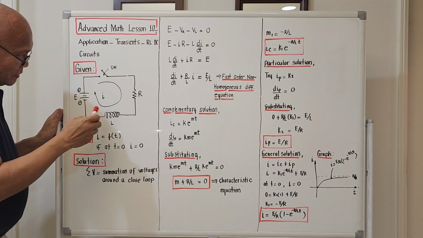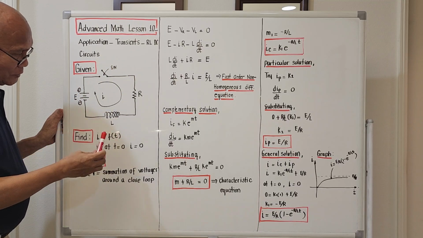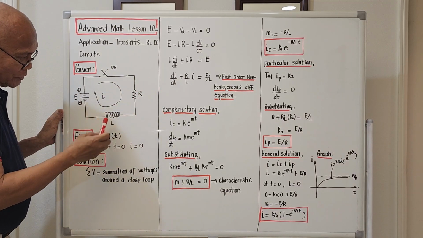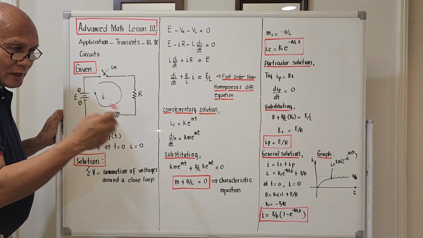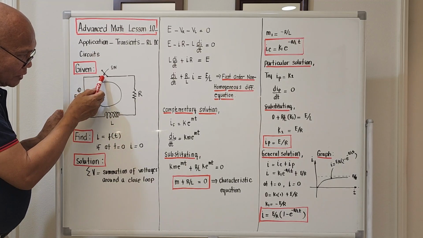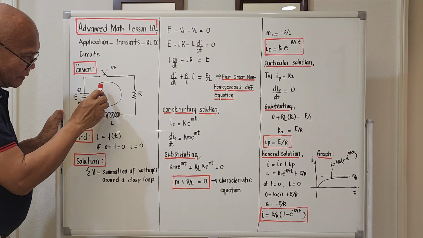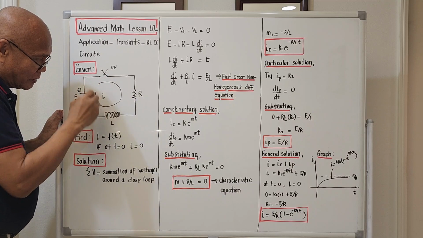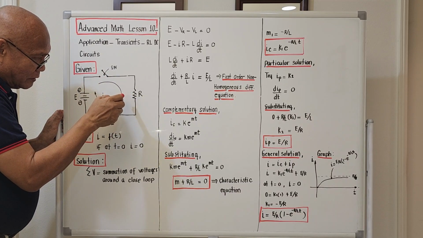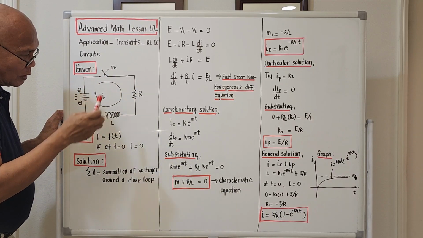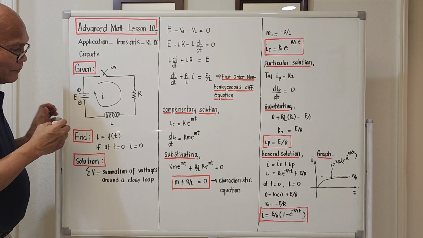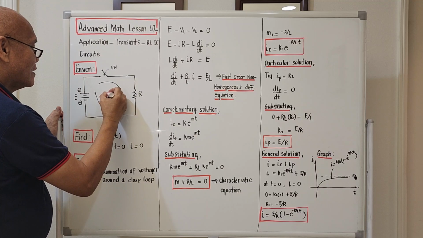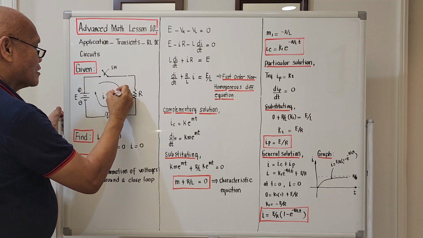This is the complete circuit. The first component of the circuit is a resistor, and the second component is a coil or inductor. And we got a switch here, and the circulating current. If we try to close the switch, there will be a circulating current. It's a closed circuit now, so that circulating current is designated by I. And the problem is asking for I as a function of time.